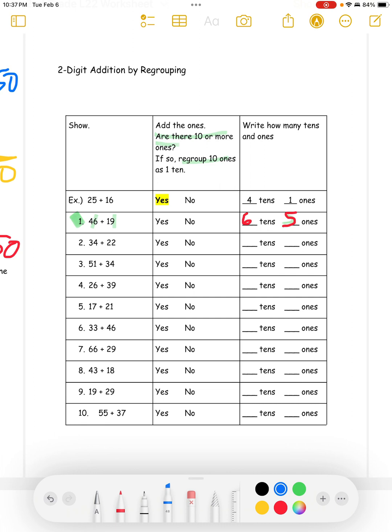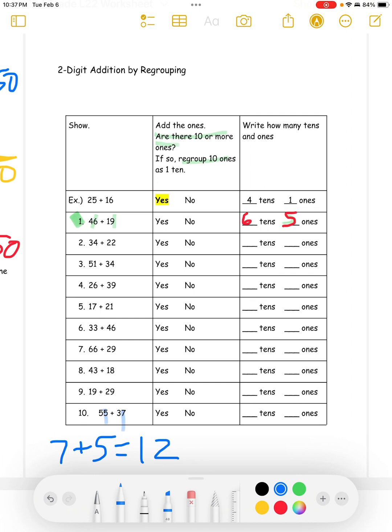Let's jump down to number 10. We're going to look at our ones place first. So the 7 and the 5. 7 plus 5 is 12, and let me write that for us. 7 plus 5 equals 12. I'll show you guys a visual.